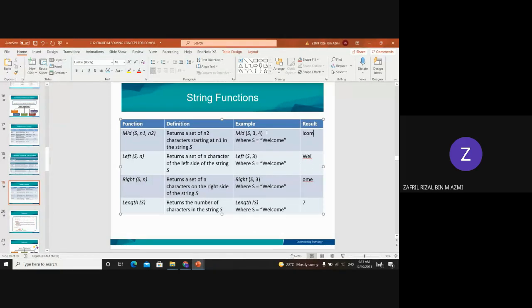These are example questions that will be asked, given this function and given the requirement. Given this value, what is the output? Usually quiz questions will ask something like this. Alright, so make sure you understand all these functions listed over here.